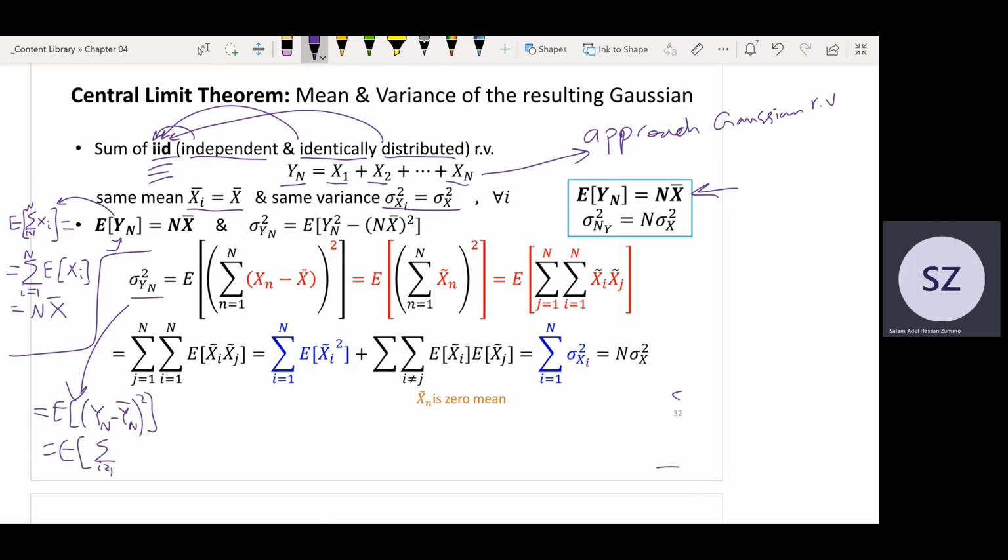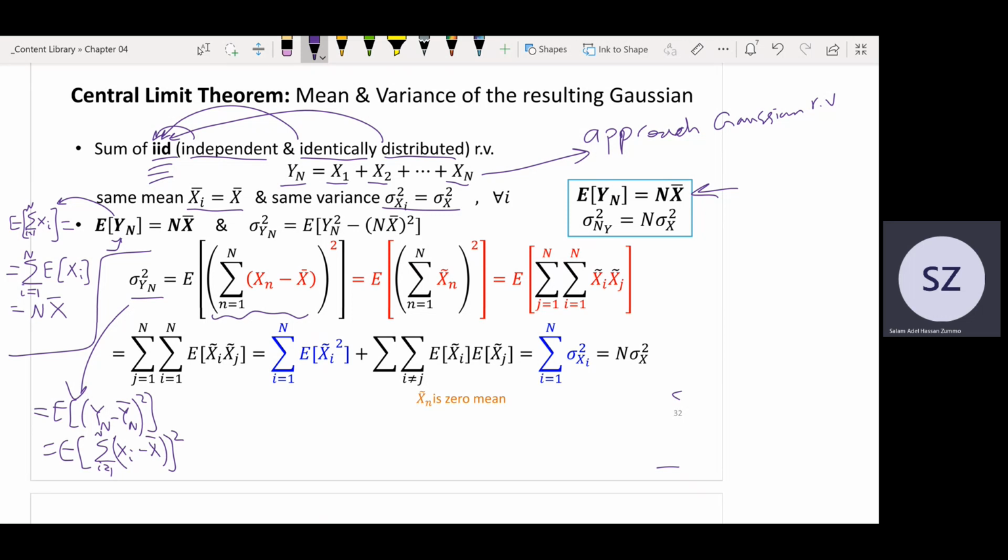Summation i equal 1 to n of xi, minus what is yn? n x bar. So I can take it as if it's a summation of x bar, isn't it? And I put x bar here, all squared. So I have n x bar as if I had a summation, I just put x bar inside. So this gives me the expected value of the summation of xn minus x bar, the whole thing squared.